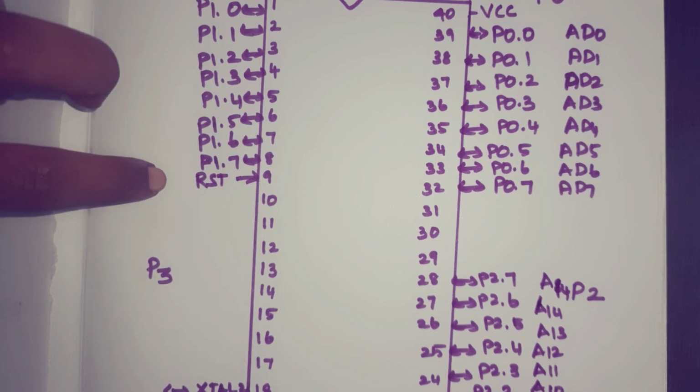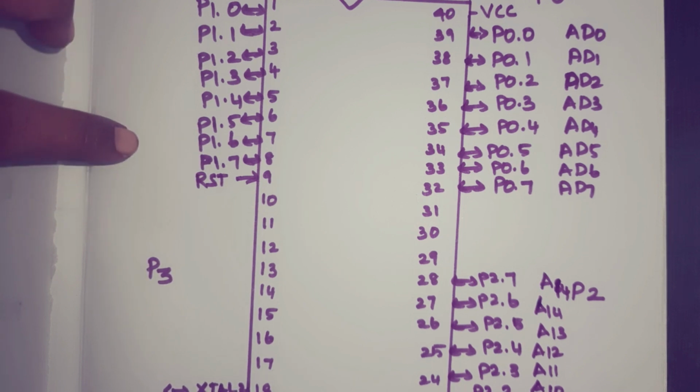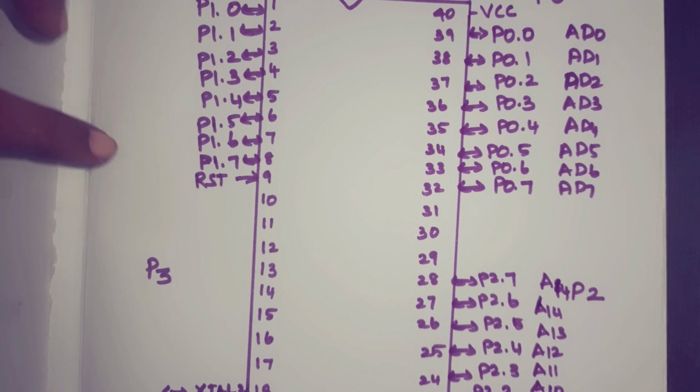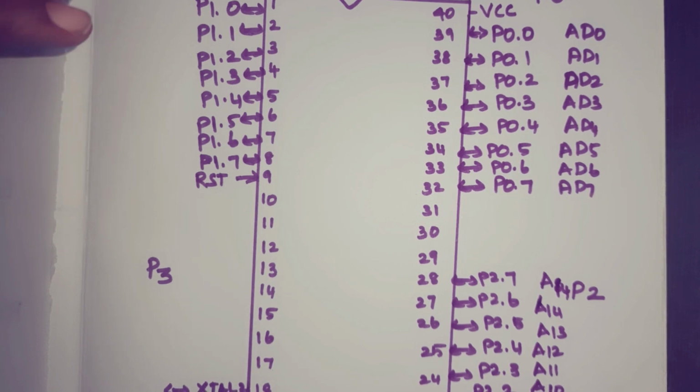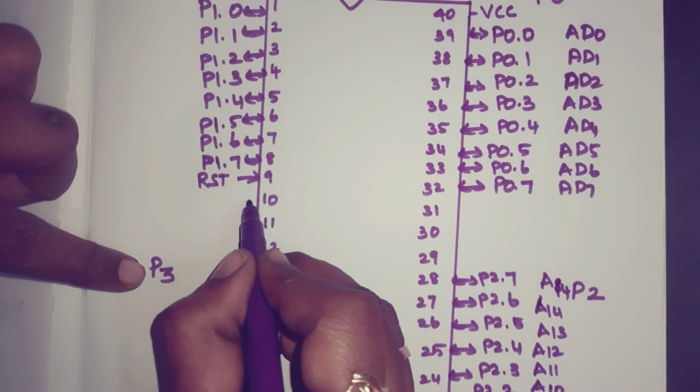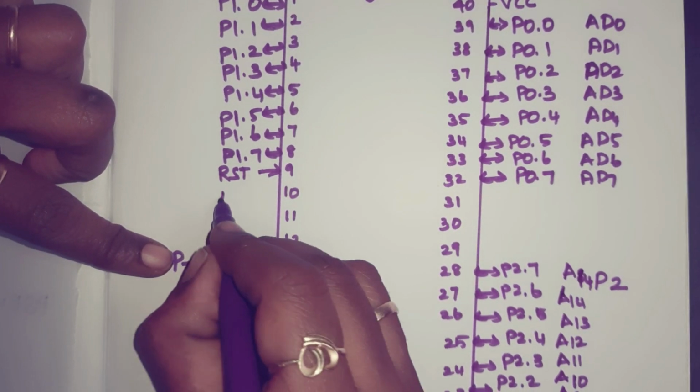And this reset pin is an active high pin, and the microcontroller is reset only if this reset pin is high for at least 2 machine cycles. If it is high for at least 2 machine cycles, then the microcontroller will reset all the contents of the registers. The next is P3; you have to start from this pin. This is P3.